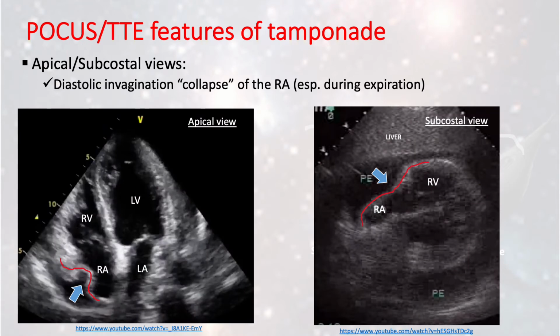So during the apical and subcostal views, after you move from the left parasternal view, you go to the apical view and then to the subcostal view. The first image to the left is the apical view, and again you expect to see the invagination in the right atrium before the right ventricle, because the pressure in the right atrium is lower than the pressure in the ventricles. You can see that clearly here in the apical view, and also in the subcostal view, which also shows the invagination in the right atrium.